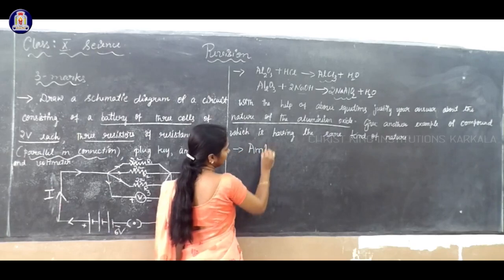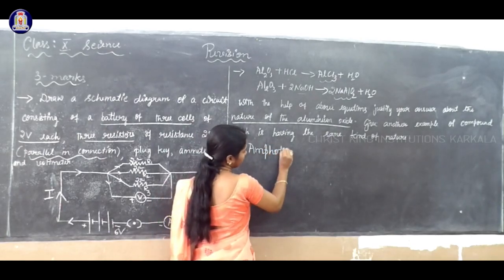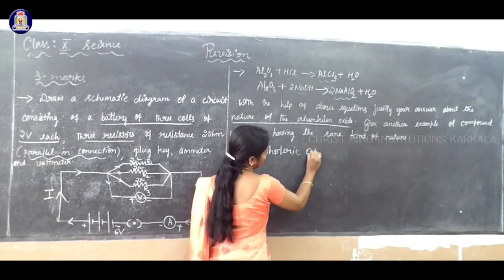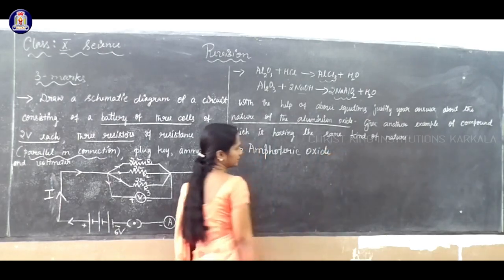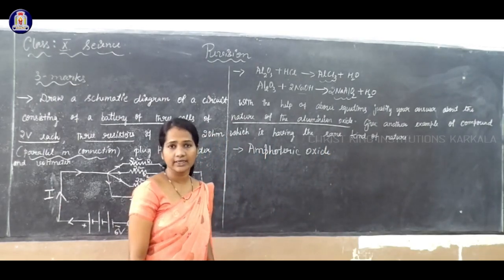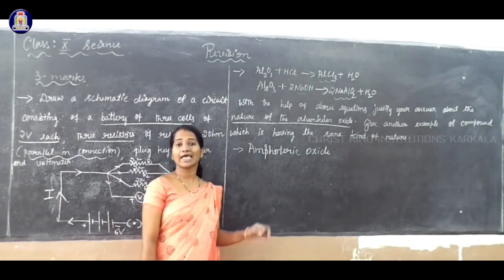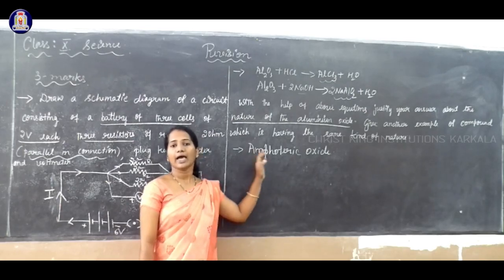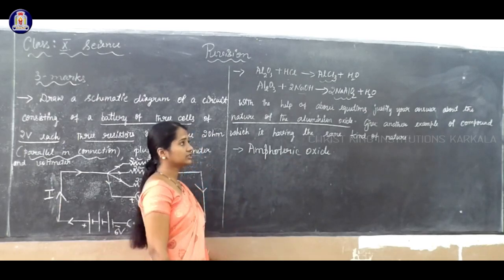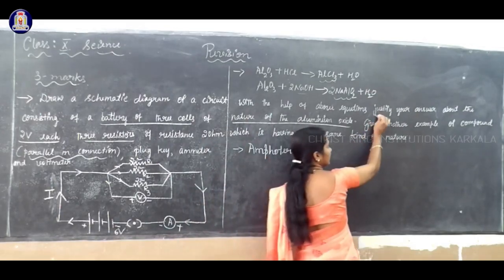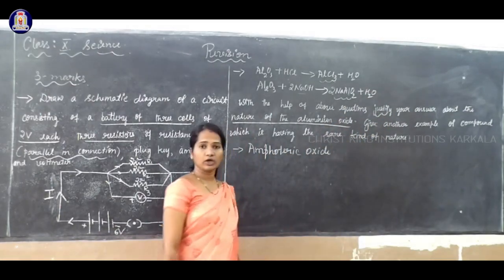So what is the nature of aluminium oxide? Aluminium oxide is an amphoteric oxide. Nature of aluminium oxide: it shows amphoteric nature. So, justification. How do you say it is an amphoteric oxide? What do you have to write?